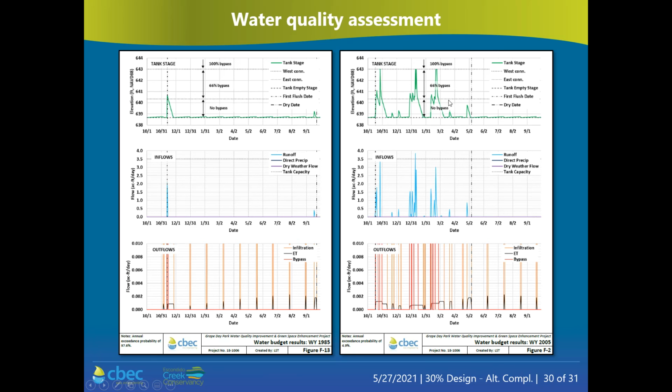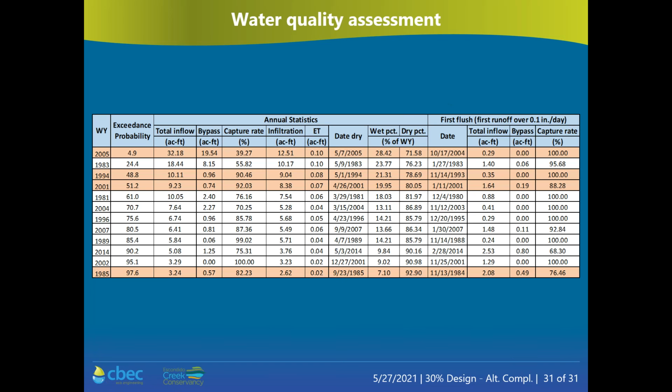And so we actually combine these results across the 12 water years and look at statistics like the total amount of inflow, the amount that's being bypassed. The capture rate is the amount that was not bypassed divided by the total inflow. We can look at the amount infiltrated, the amount evapotranspired, and when the tank goes dry, how often it's wet and dry as a percentage of the water year.